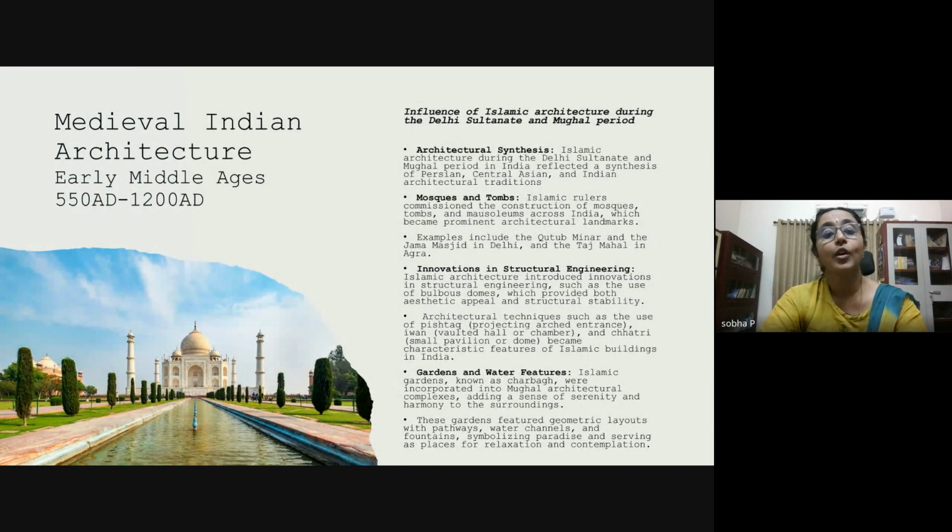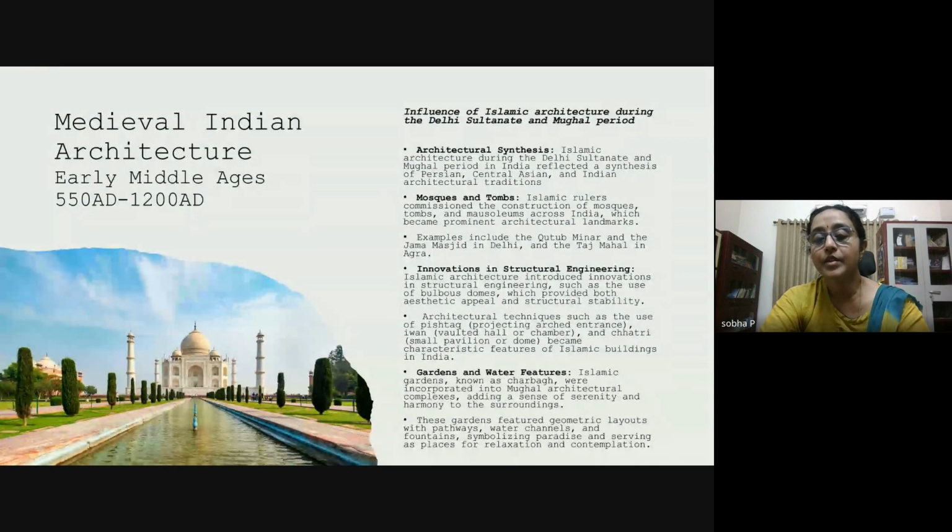Then the period from 550 AD to 1200 AD was the early Middle Ages, which is the medieval Indian architecture, where the influence of Islamic architecture happened during this period. That is during the Delhi Sultanate as well as the Mughal period, which reflected a synthesis of Persian, Central Asian, and Indian architectural traditions. Islamic rulers commissioned the construction of mosques and tombs across India, and these became prominent architectural landmarks. Examples are the Taj Mahal, Qutub Minar, and Jama Masjid in Delhi.